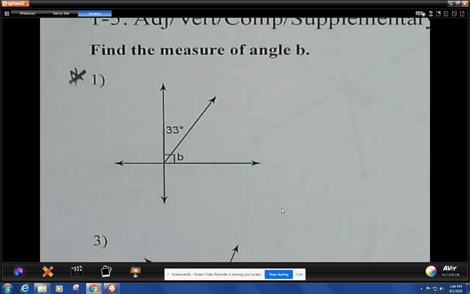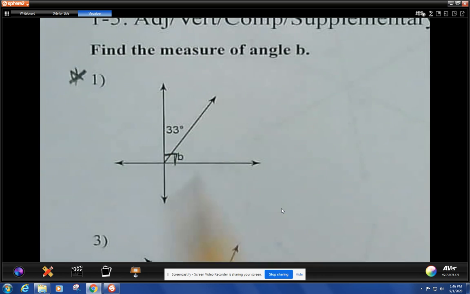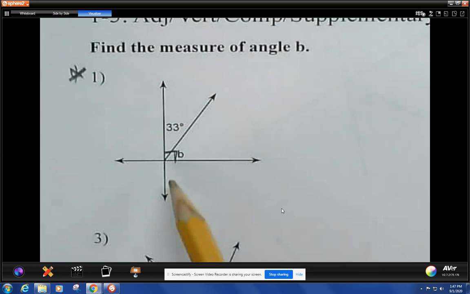All right, guys, again, I'm going to work through a couple of examples here over 1-5, which talks about adjacent, vertical, complementary, and supplementary angles. So I'll start with number one. If you see here, first of all, one of the things I want to notice is I see this little box right here. And if you've been watching the videos and been looking at all this stuff that we've been looking at, you're going to know that symbolizes a 90-degree angle.